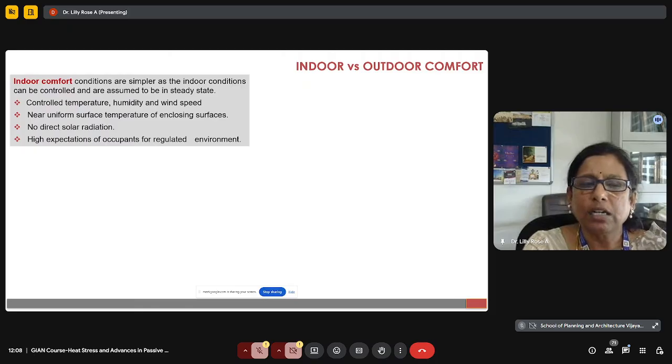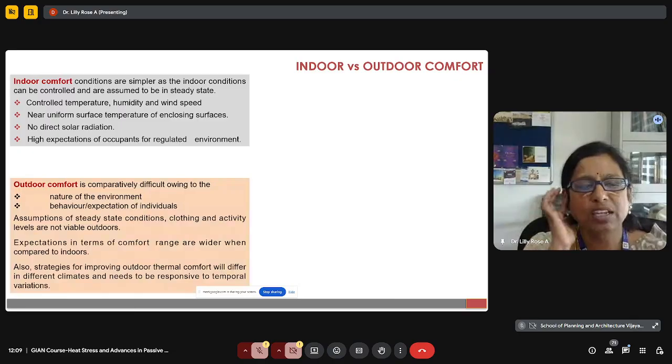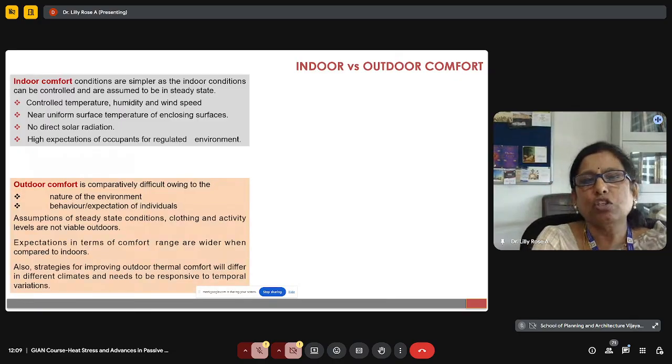Just to give a brief on why indoor and outdoor are different. In indoor studies, we can have controlled temperature and controlled humidity. It's basically a steady state affair wherein all the indoor parameters can be controlled, in the absence of direct solar radiation. When it comes to outdoor comfort, it is very difficult because you cannot predict the outdoor state of the environment. It is not in a steady state condition, and it depends.